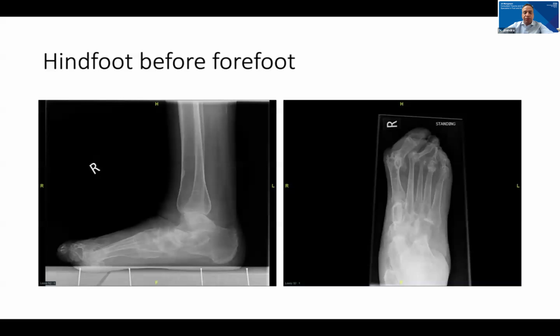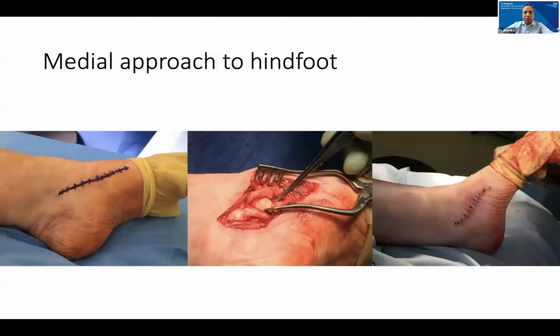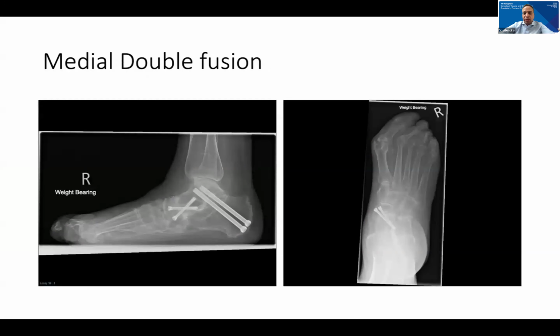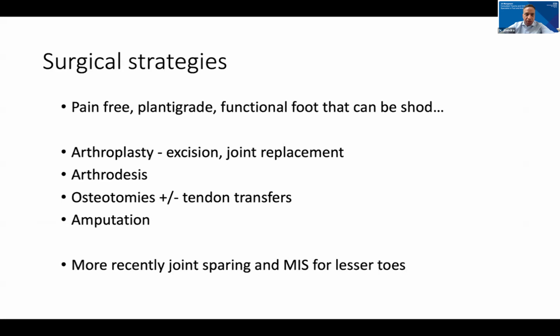This is a case example where you've got pretty much everything affected in the hind foot and a forefoot, typical rheumatoid appearance. And you have to know your approaches really well. I use a lot of medial approach to the hind foot, reducing the talonavicular joint, doing the hind foot fusion through a medial approach, to avoid soft tissue complications. And you can see you've tackled that. Now you can tackle the soft tissue and forefoot in this patient without any major issues.